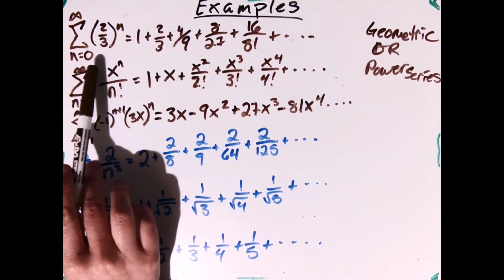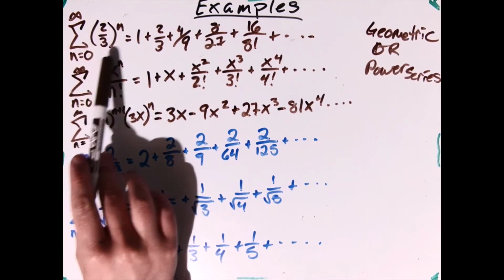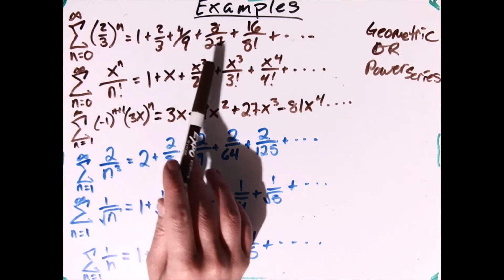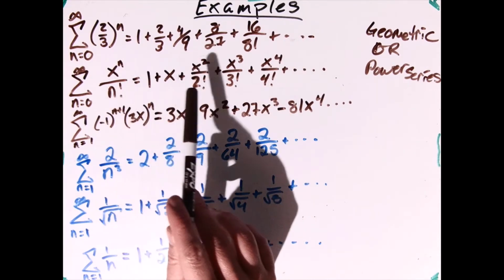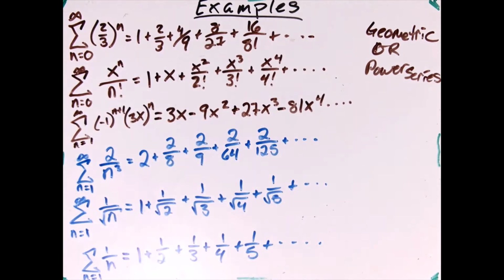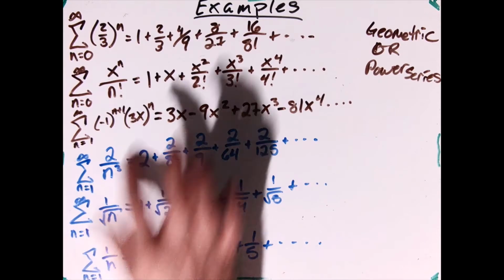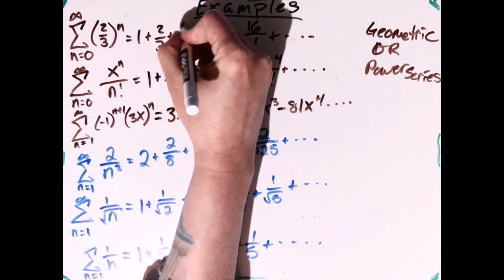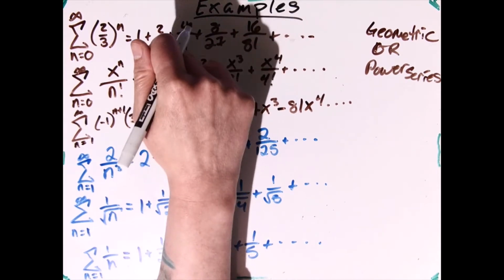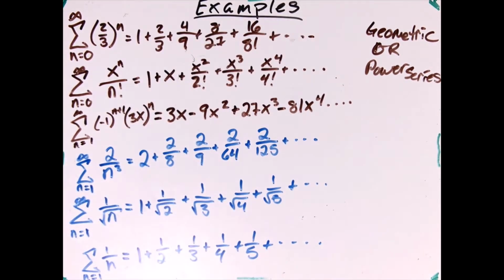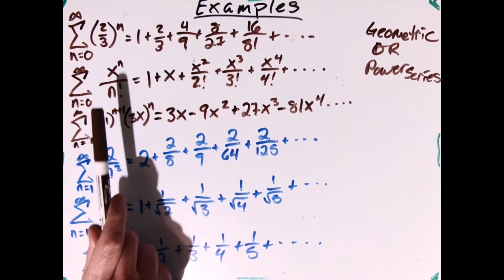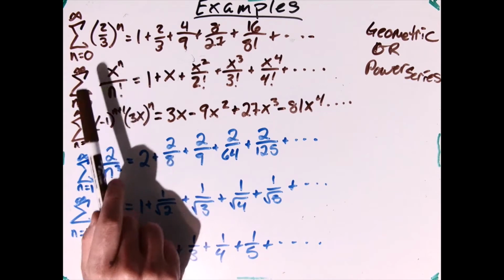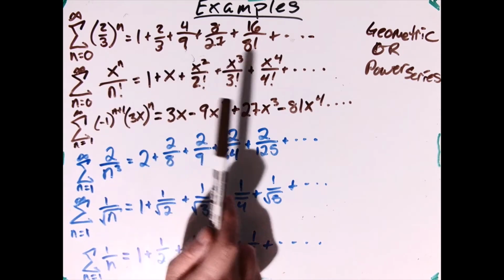So my geometric looks like just one thing raised to the nth power. What I want you to notice is that the base stays the same, but the powers are the thing that increase from term to term. So here I've got 2/3 as my base in every single term, and my power is the thing that's increasing. And now this one is a power series because it's my x to the n that's increasing, right?